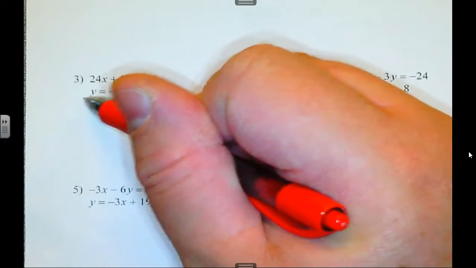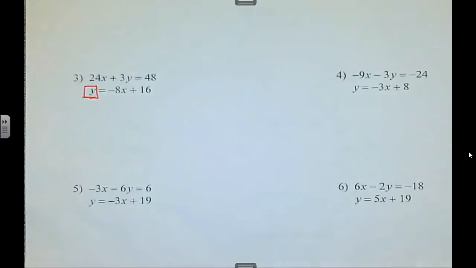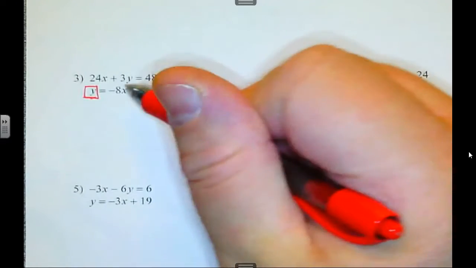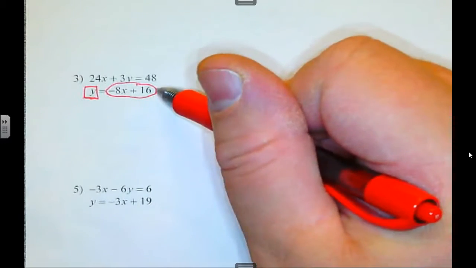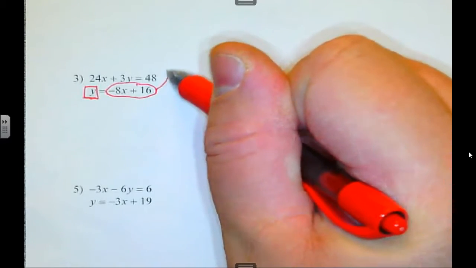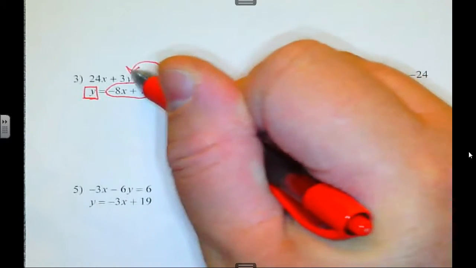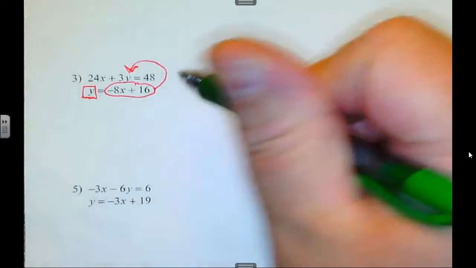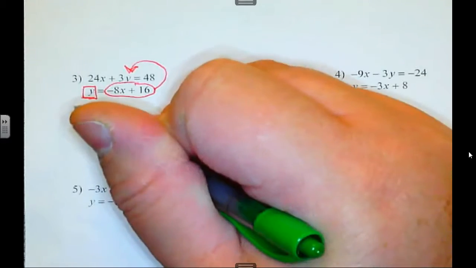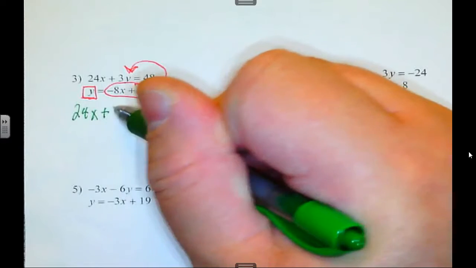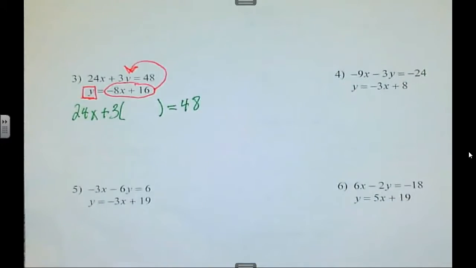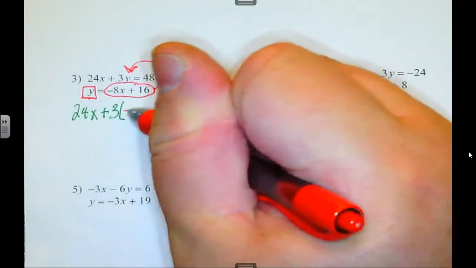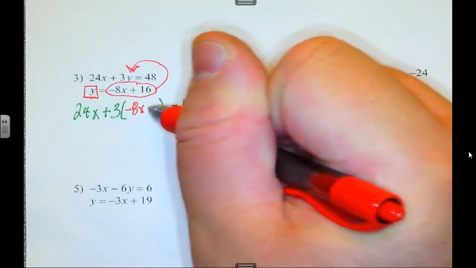Okay, number 3, I have y already solved for. It equals negative 8x plus 16. So I don't have to solve for any variable. I'm going to take what it's equal to, substitute it back into the top equation. So I have 24x plus 3, I'm going to substitute in y, equals 48. My y is negative 8x plus 16.